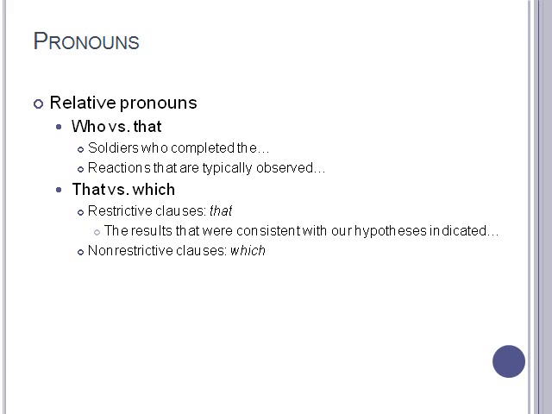If you use a non-restrictive clause, with which, it would change the meaning of the sentence. So: the results, which were consistent with our hypotheses, indicated something. Now this sentence tells you that all of the results were consistent with the hypotheses. So it's a different meaning depending on which word you use. You also notice that the use of commas changes. Restrictive clauses are not typically set off by commas, but non-restrictive clauses, those which clauses, are set off from the other parts of the sentence with commas.